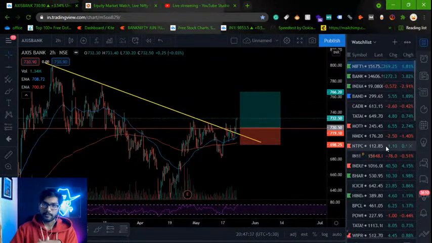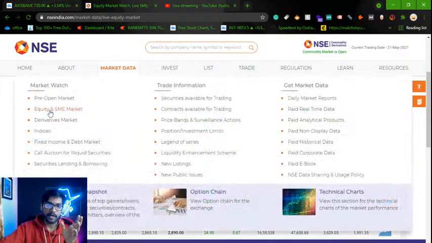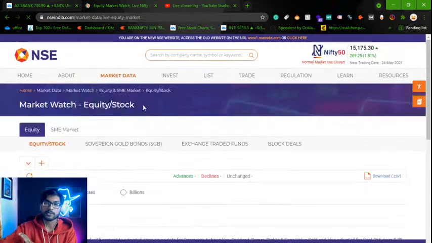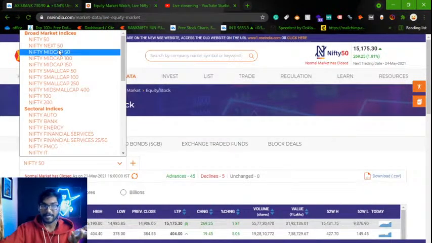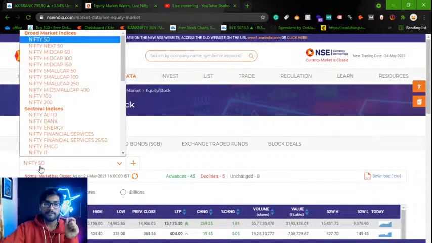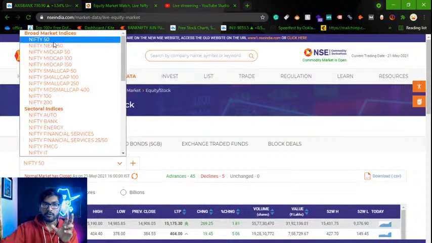Now कैसे बनाते हैं? Go to NSE site. Over here you have equity data, equity market. Click on that, you will get a list of stocks which are there in equity. Now you have an option called Nifty 50, Next 50, mid cap, so on. So Nifty 50 or Next 50 is the category, the playground where you can play around with. So go to Nifty 50.